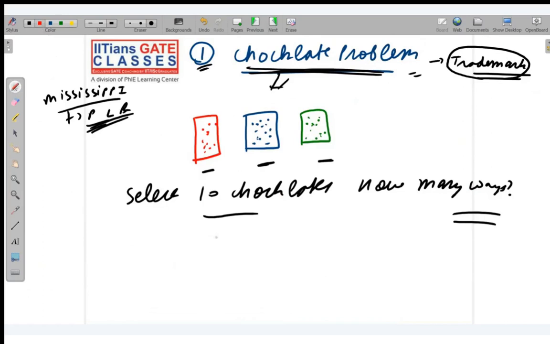Say we have taken x numbers of red chocolates, y numbers of blue chocolates, and z numbers of green chocolates, and that should be equal to what we want. This should be equal to 10. And what are the constraints? I have written an equation: x plus y plus z is equal to 10. The constraint is very simple: x, y, z should be greater than or equal to 0. Obviously you cannot pick negative chocolates. So this entire problem boils down to this problem.